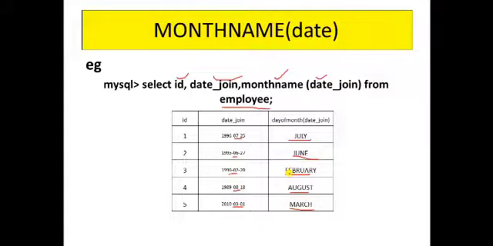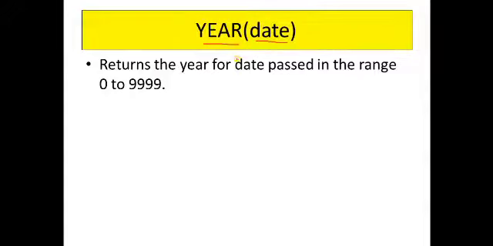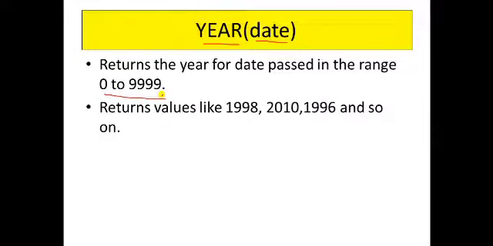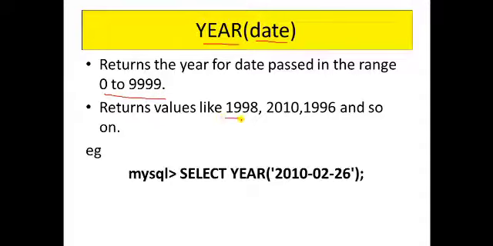Now let us do the next function, which is year. As the name suggests, the year function will take a date and time value as a parameter, and will extract the year part from that parameter. So the current year is 2020. If you pass the now function as a parameter of year, it will return 2020. It will return a value in the range 0 to 9999. So whatever year part is there, in this format it will return you the year.